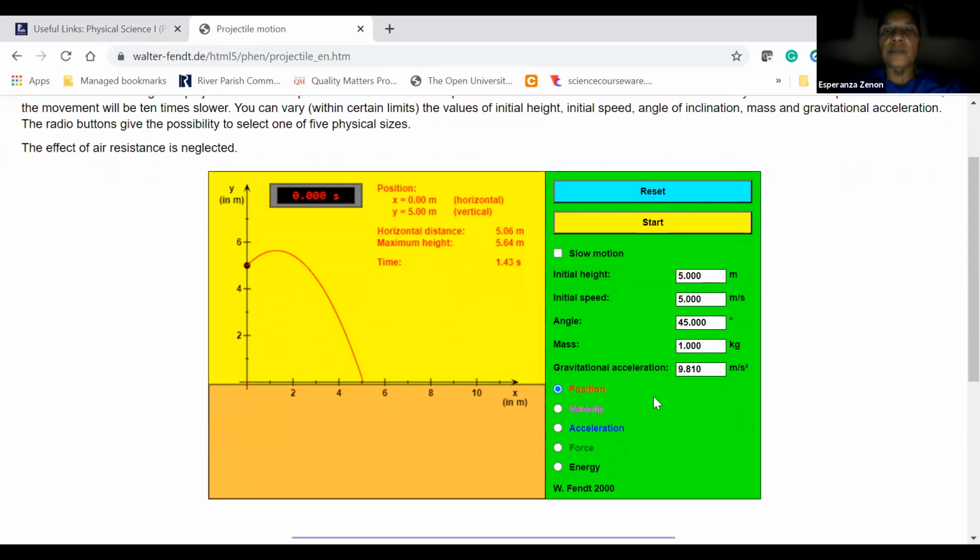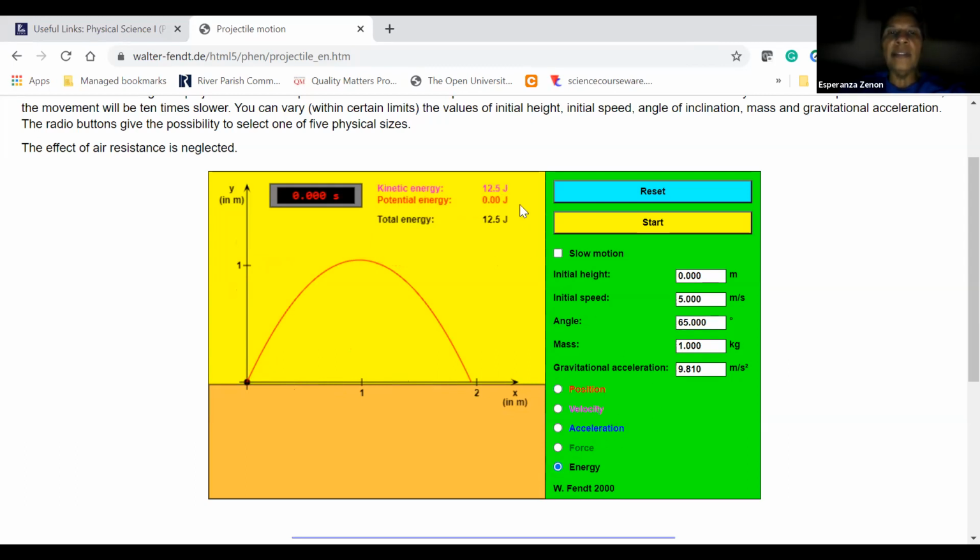And so I'm going to change this to a 0, and I'll change this to 65, because that gives me a much better visual. And this time I'm going to look at energy. So notice that you have kinetic energy and potential energy. This object is starting from the ground, so it has 0 height. So it has 0 potential energy, but it's starting with an initial speed of 5 meters per second. So it has some initial kinetic energy. So let me start it.